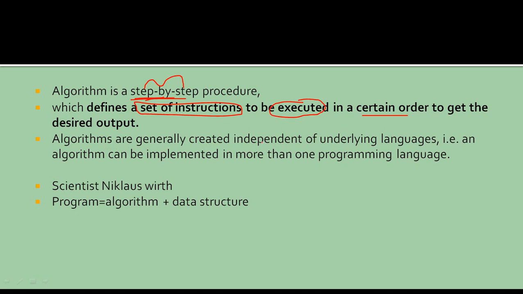Algorithms are generally created independent of the underlying language. That means an algorithm does not have proper language support. You can write an algorithm in any language, but the programming language is independent from the algorithm, or the algorithm is independent from a programming language. So in other words, if you write an algorithm, you can implement it in several programming languages. Okay, this is the simple meaning of an algorithm.